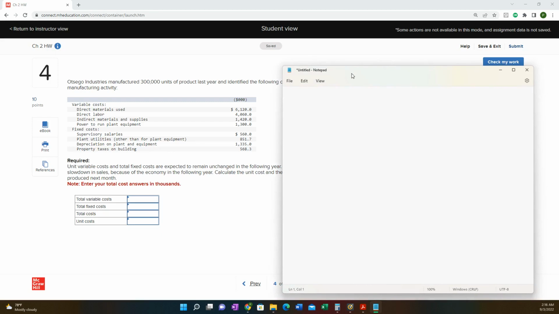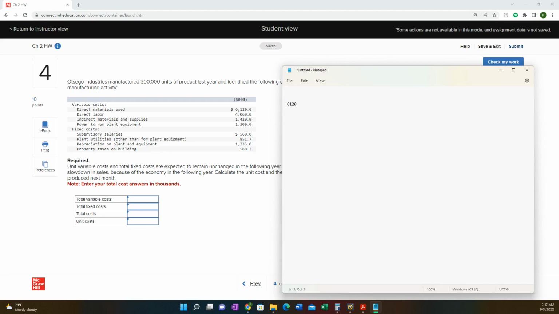So for direct materials, that's 6120. The column indicates that the number is actually in the thousands. So instead of 6,120, it's actually 6,120,000. But for simplicity purposes, I'm going to call it 6120. Direct materials used was 6120.